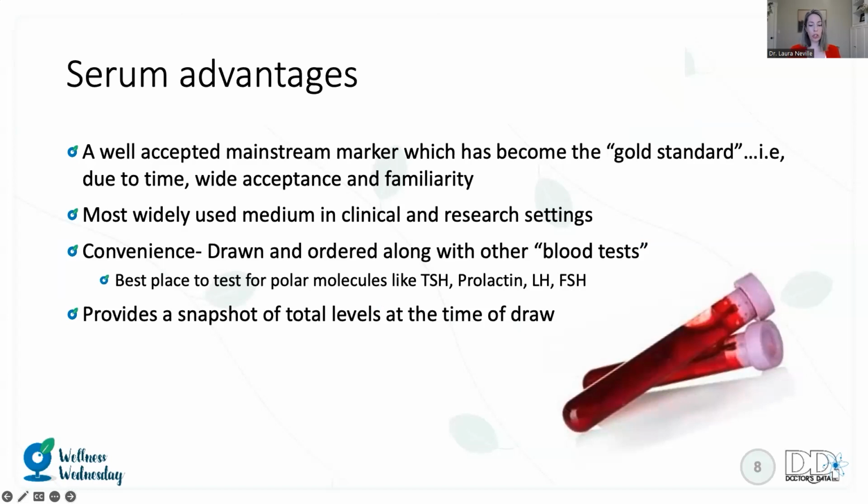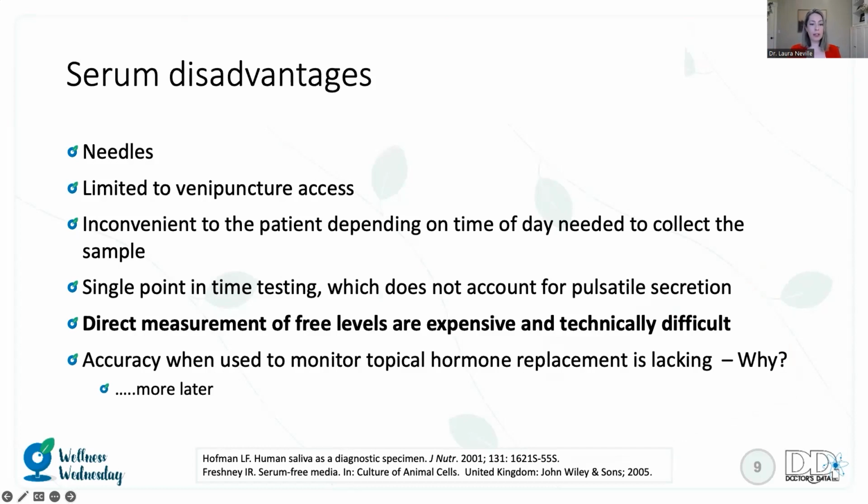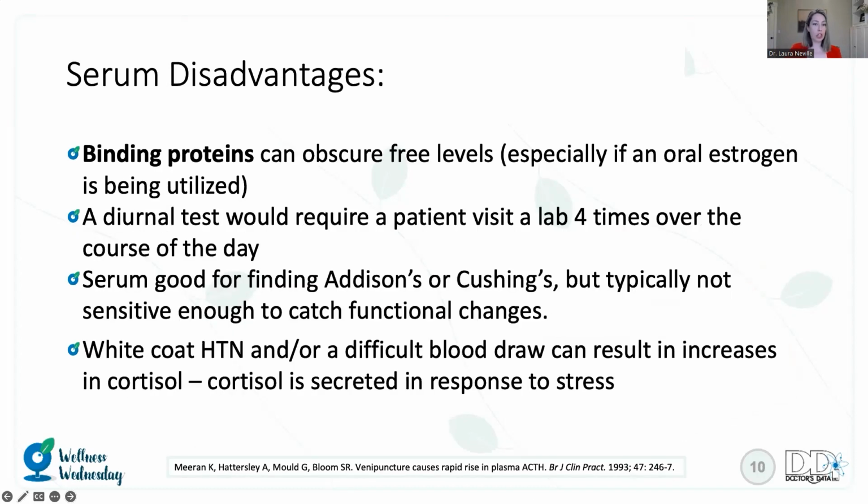It's quite convenient. You can draw a whole host of other markers all at the same time. So that is really easy to do. It's the best place to test, certainly for more polar molecules, or like I was alluding to, those protein-based hormones, so TSH or prolactin, LH, FSH, things like that. And it does provide a snapshot of the total levels at the time of draw. So when we're talking about the population as a whole or a large hospital setting, this really does have a huge advantage because of the efficiency of how we can test and getting all of that information at our fingertips. Some disadvantages here.